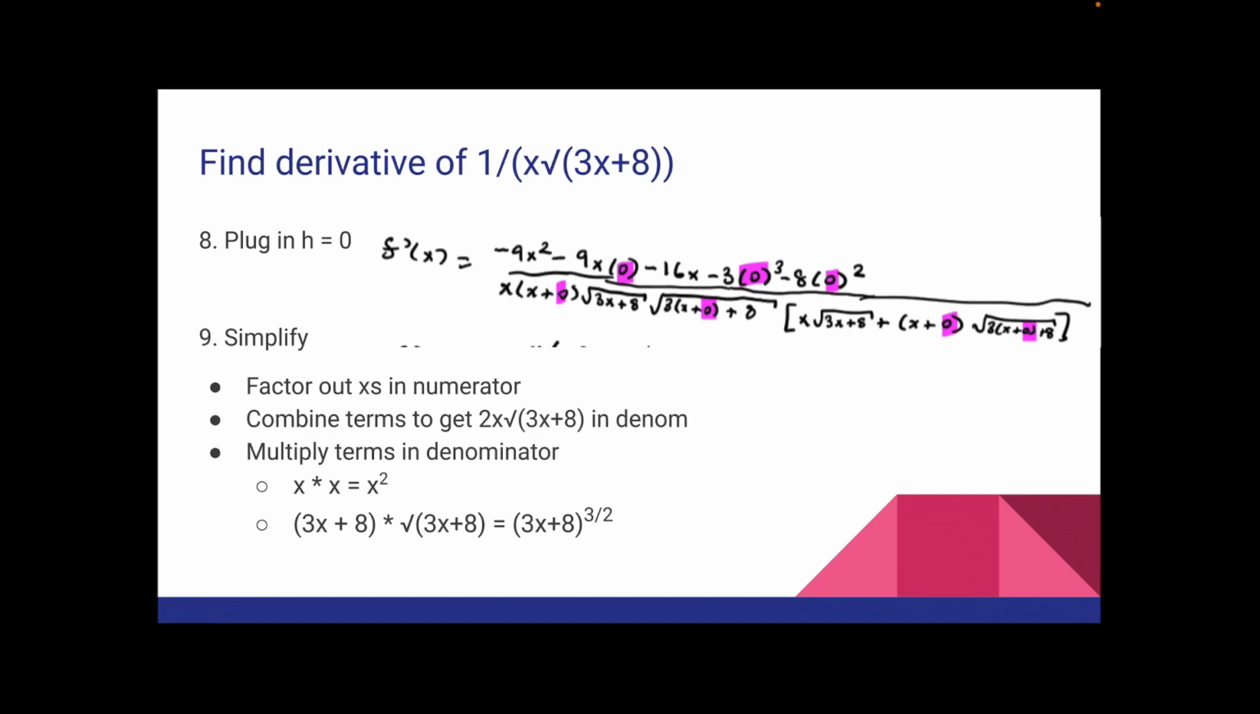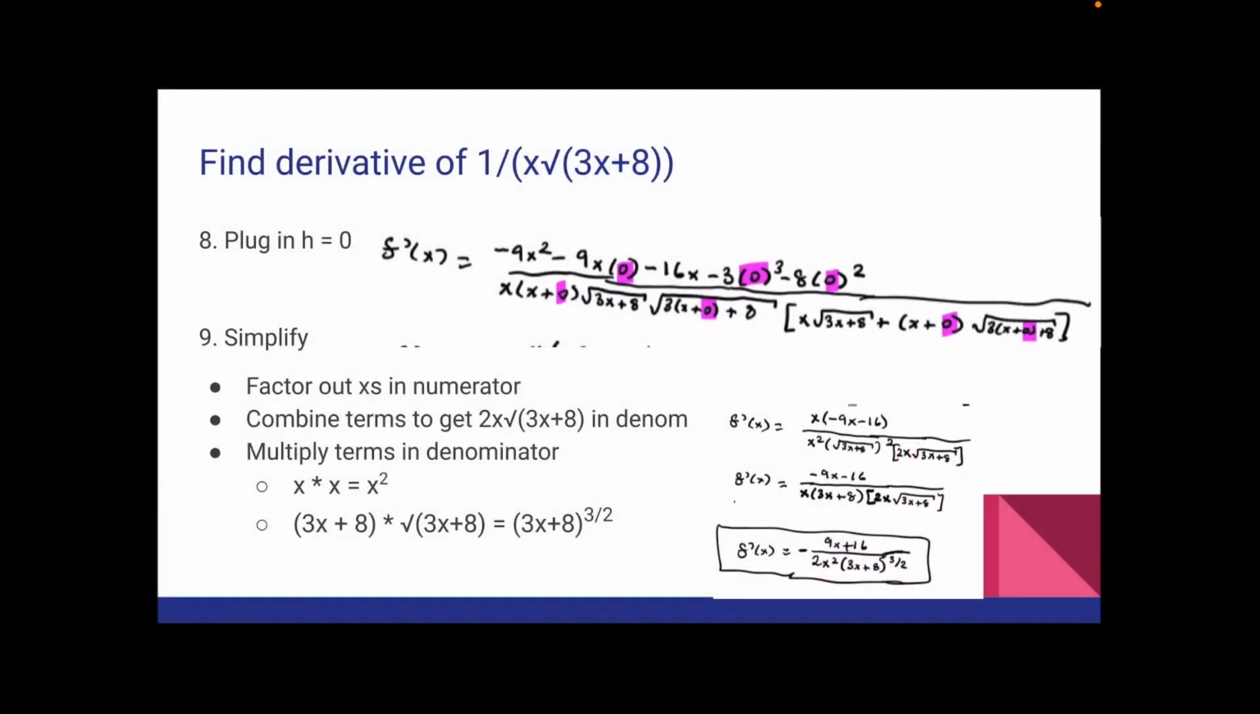And notice that when I plug in h equals 0, there's nothing that causes the denominator to equal 0. So you end up with negative 9x squared minus 16x in the numerator. So there's a lot of stuff we can do to simplify it. First of all, we could factor out x in the numerator. So therefore we end up with x times negative 9x minus 16.